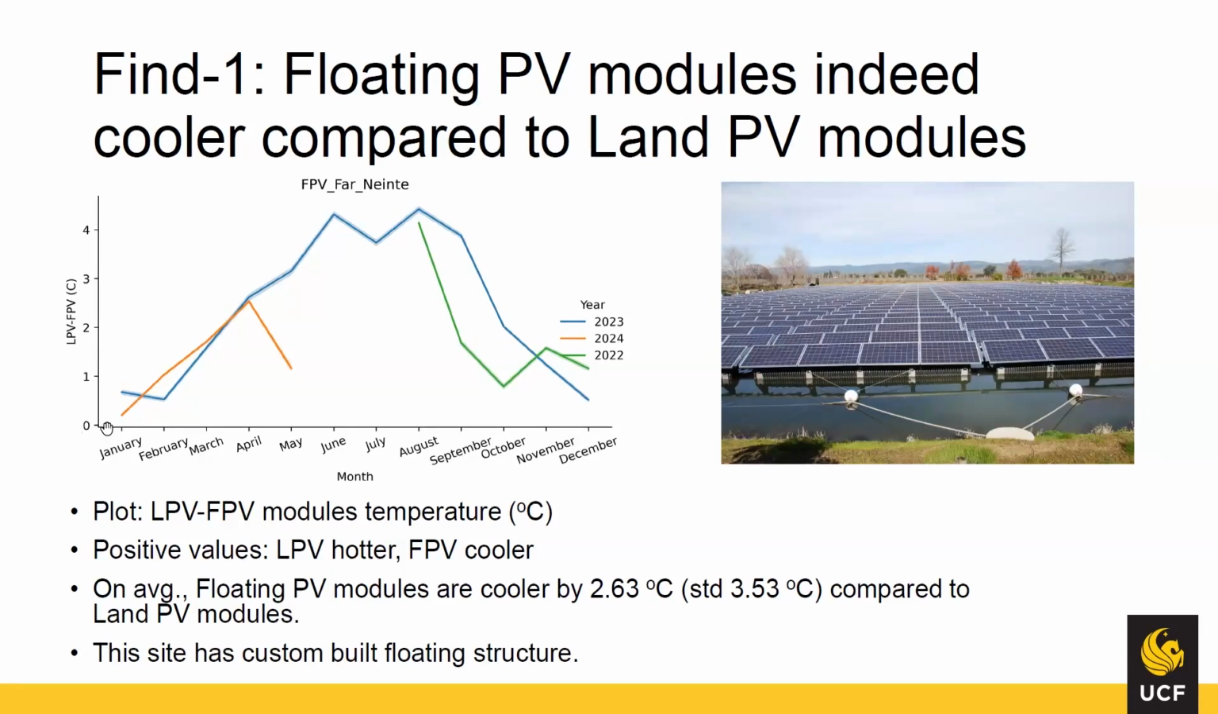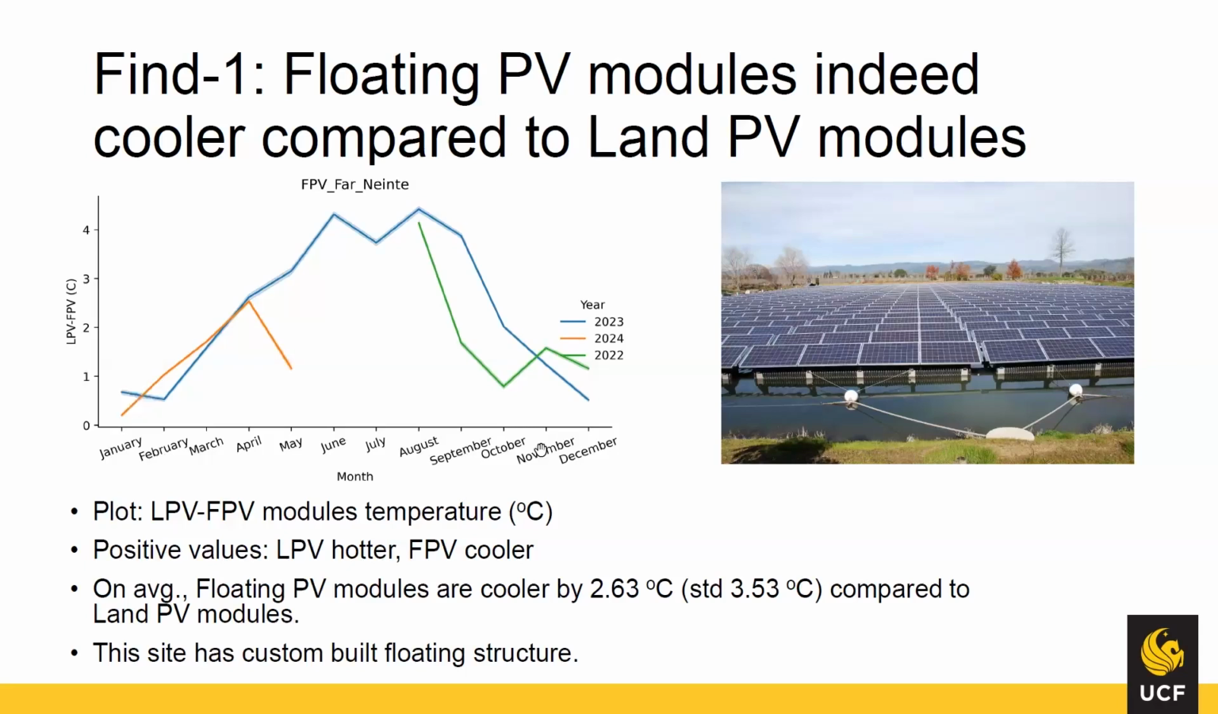As you can see here, we are combining all the data into just one parameter for the land PV and the floating PV. On the x-axis, we have the month, and on the y-axis, we have the difference: the average land PV temperature minus the average floating PV temperature. We are just looking at how the difference fares over time. A positive difference means the land PV is operating hotter and the floating PV is operating cooler.